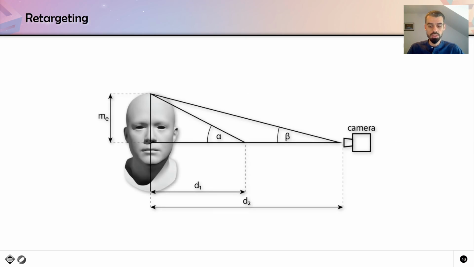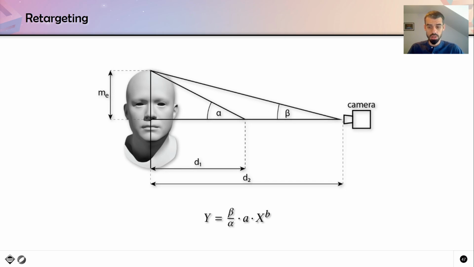To incorporate distance as a factor, we modulated the results of the retargeted metric using the ratio of visual angles subtended by the object. We used the size of the stimuli shown in the closed condition of our study to set the reference angle alpha and the current size of the object to set angle beta. Using this data, we modified the retargeting formula as shown at the bottom of the slide.